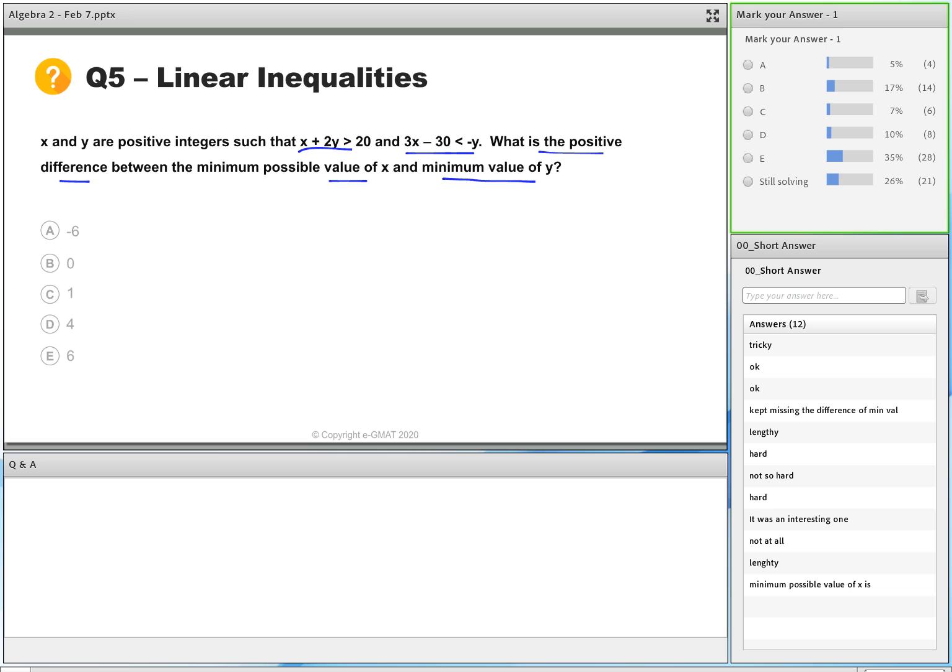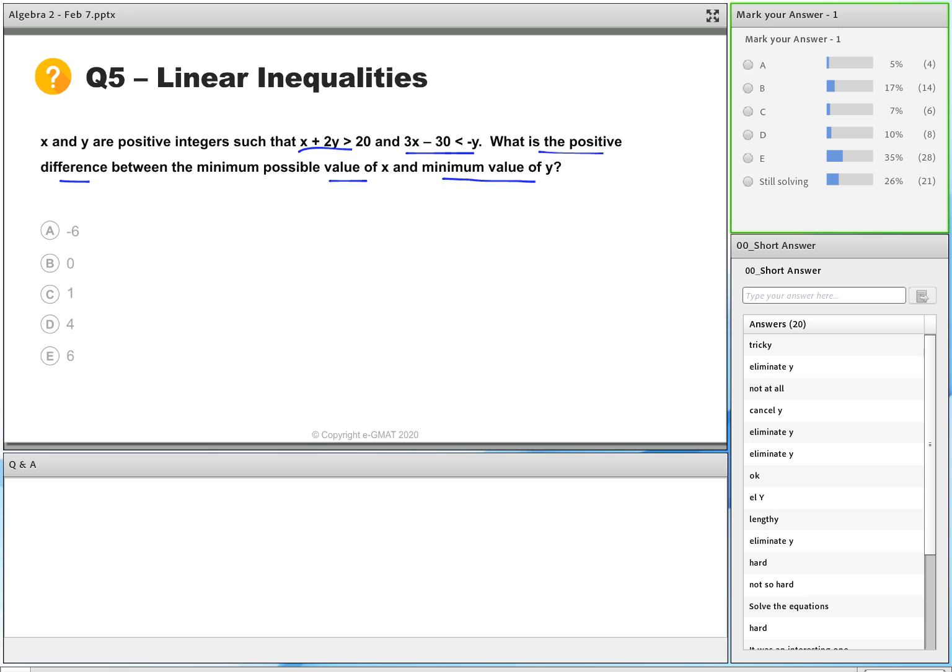So what should be the process? To find out the value of x, what do I need to do? Please mark your answers in the short answer poll. You need to eliminate y. Absolutely correct. To find out the value of y, what do I need to do? I need to eliminate x.